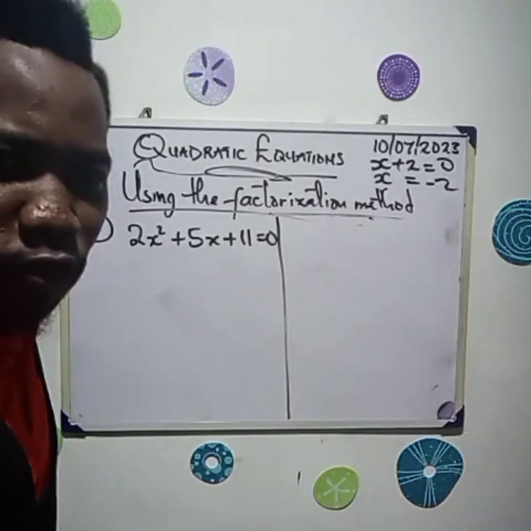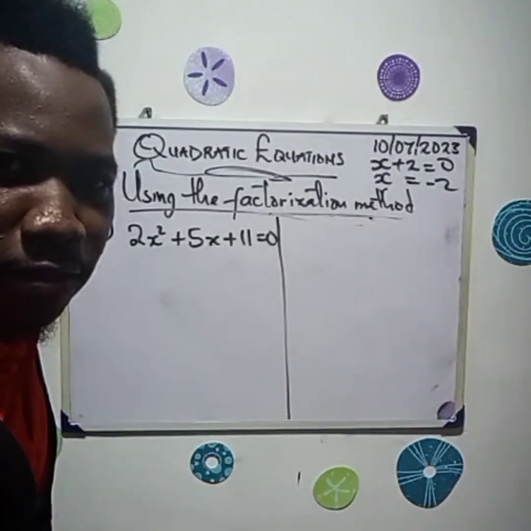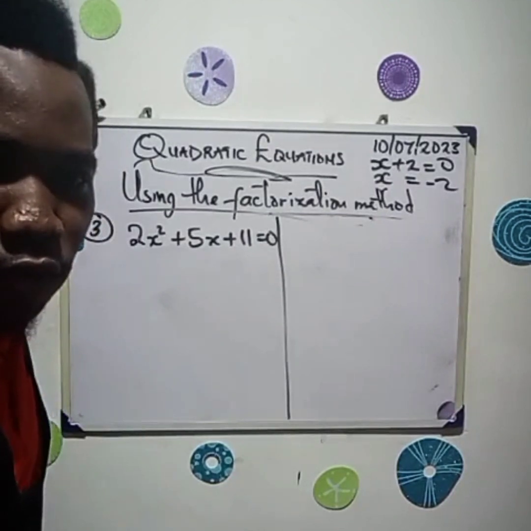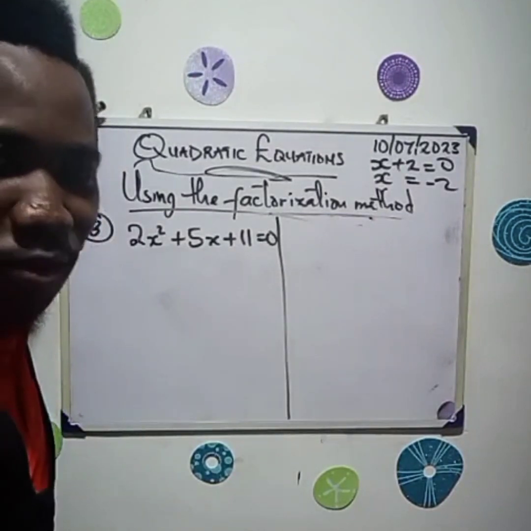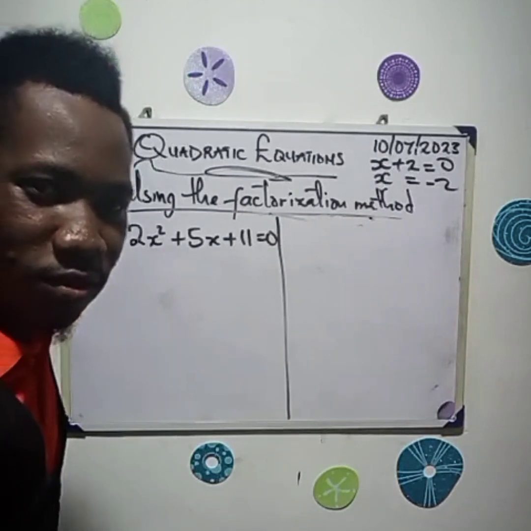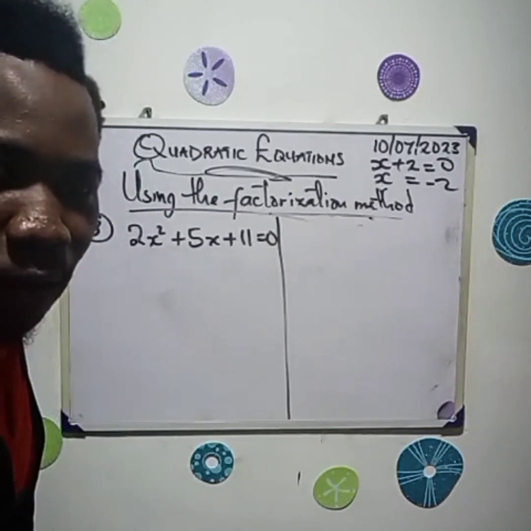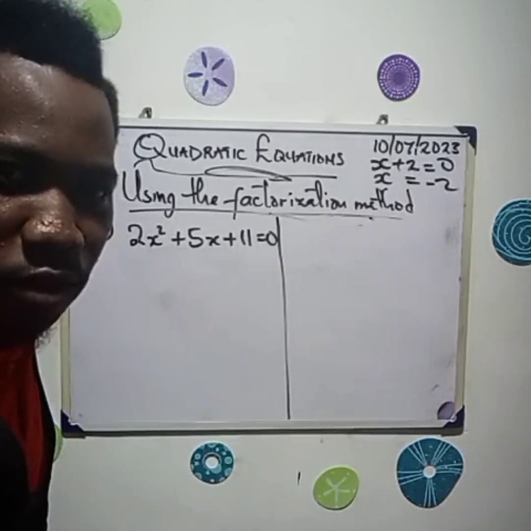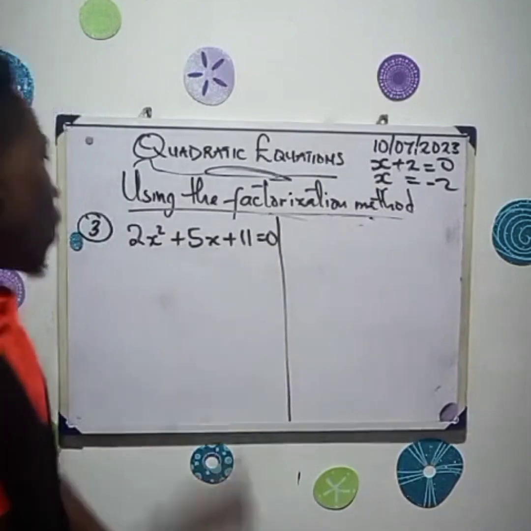Look for two factors. What are we going to do? Times the coefficient with the constant. Exactly. We are going to multiply.